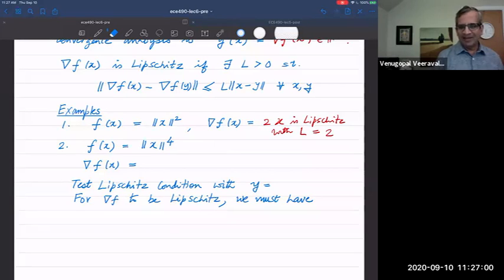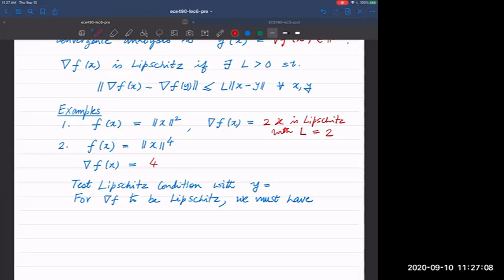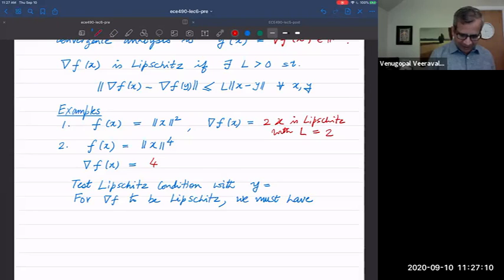Close, not quite, but very close. X transpose would be a row vector, so you need a column vector. So you're close. It's actually 4 times norm of x squared times x. And if it's not obvious why this is the case, try and prove this at home, just by taking the partial with respect to each of the components. You should be able to show this, okay?